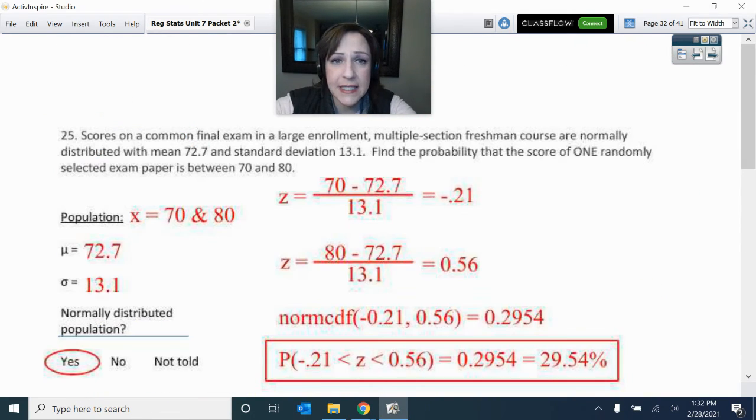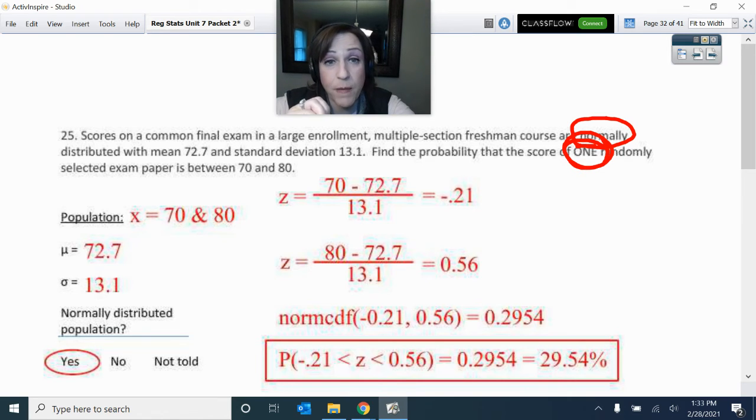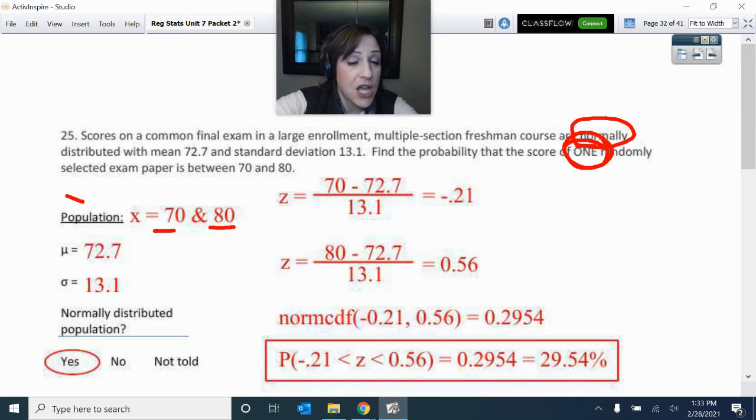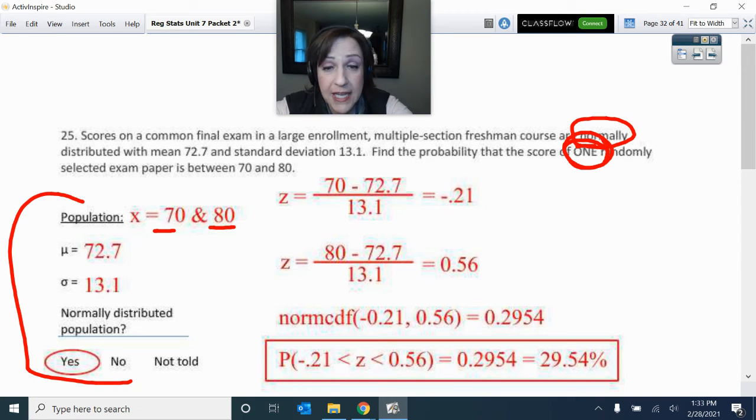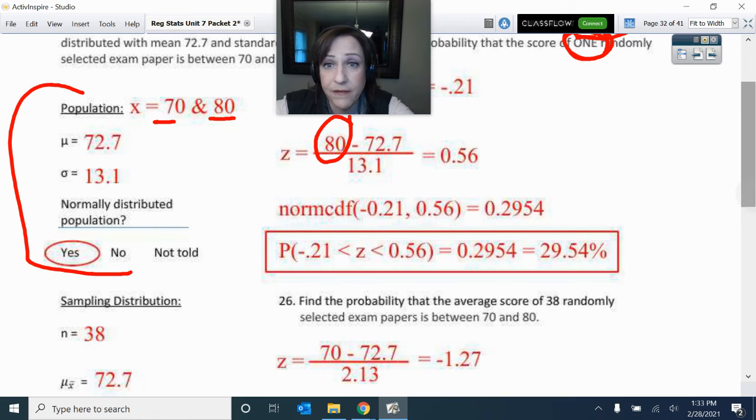Okay, next, number 25. Again, we were told that the population was normally distributed. So all the individual exams are normally distributed, and we do have the ability to find the probability for one exam paper. We wanted to know the probability that this one exam paper is between 70 and 80. So I'm going to have a z-score for 70 and a z-score for 80, and find that probability is 29.54%.